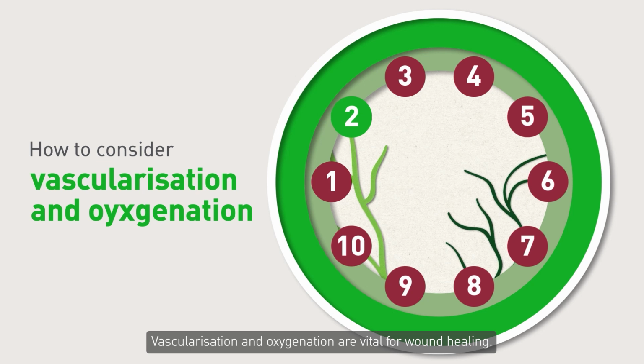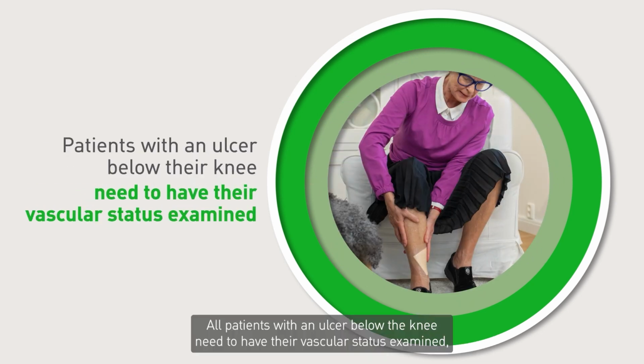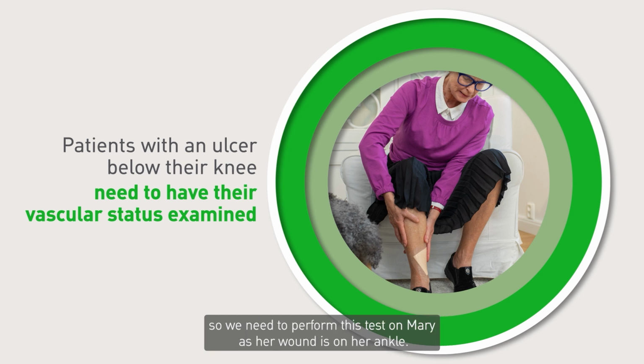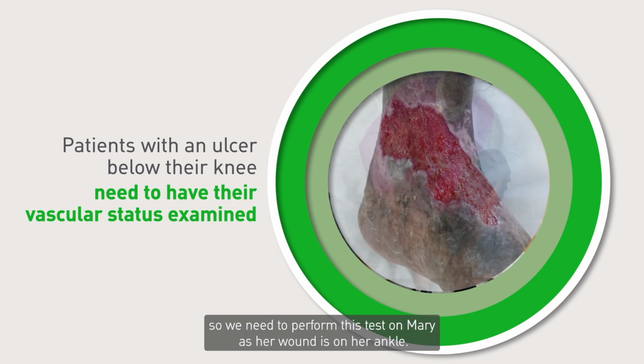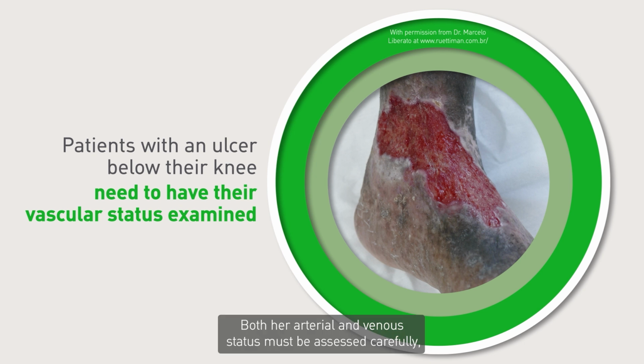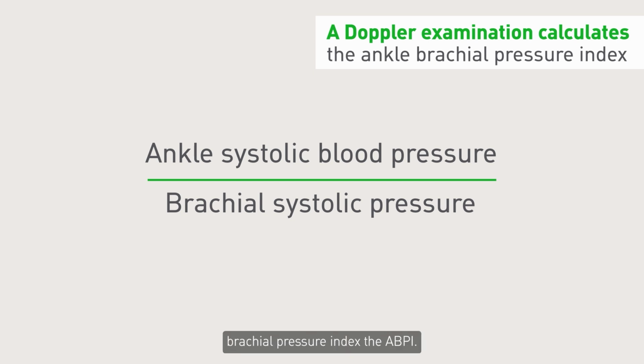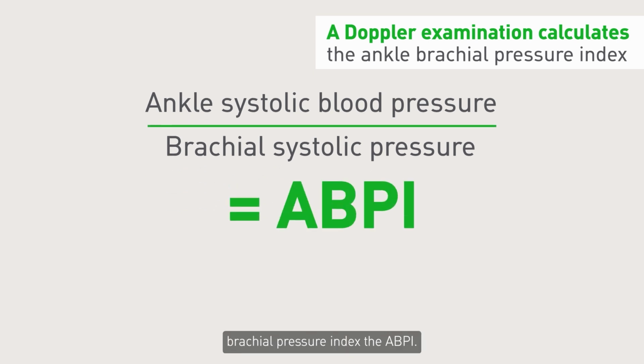Vascularization and oxygenation are vital for wound healing. All patients with an ulcer below the knee need to have their vascular status examined. So we need to perform this test on Mary, as her wound is on her ankle. Both her arterial and venous status must be assessed carefully, and the first step is to do a Doppler examination to calculate the ankle brachial pressure index, the ABPI.